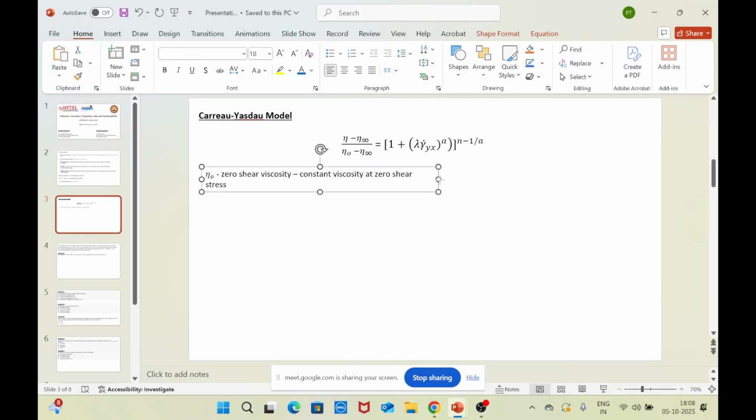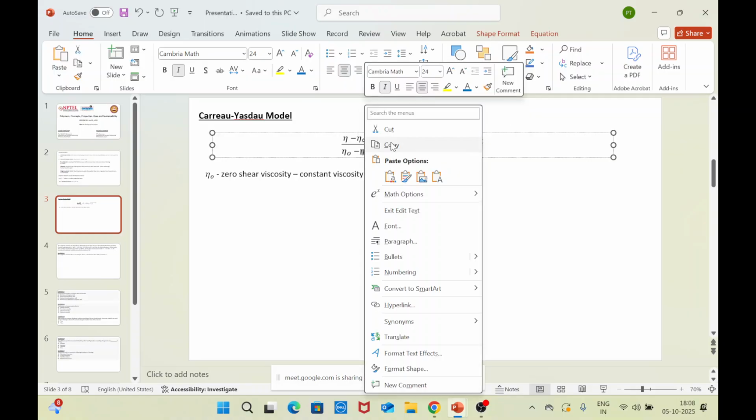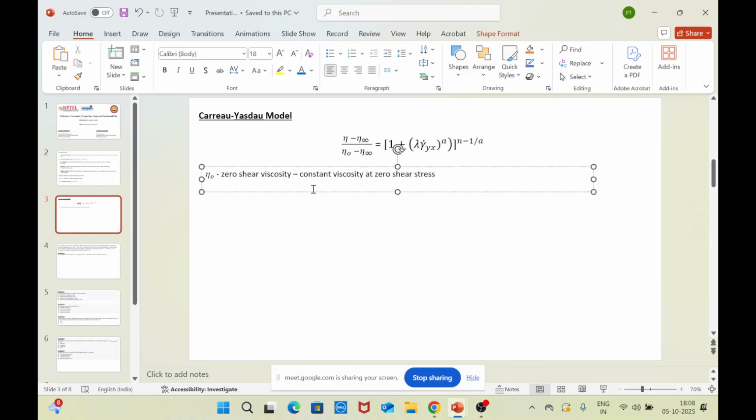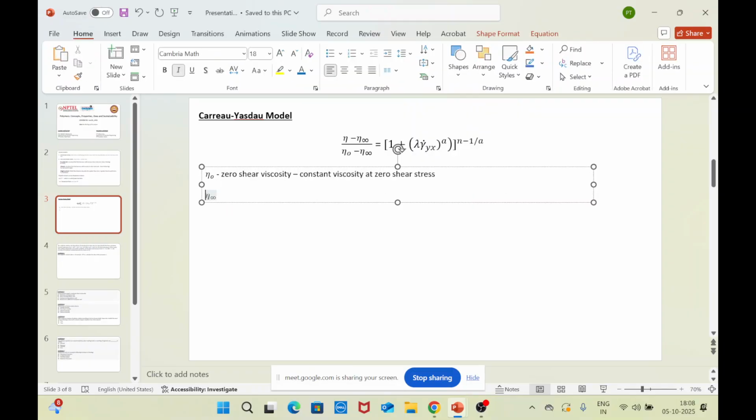Similarly, other than this, you have eta infinity, which is called the infinite shear viscosity. That means it is basically the viscosity of the fluid at high shear rates.